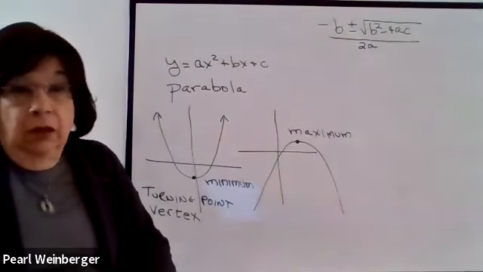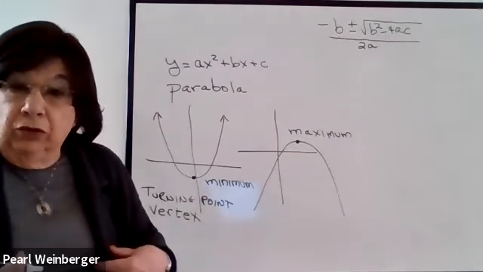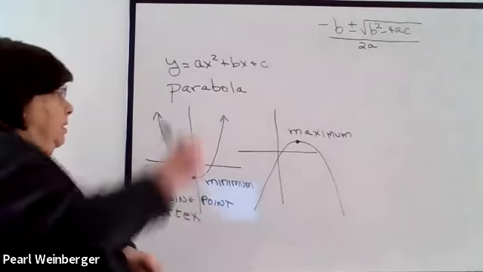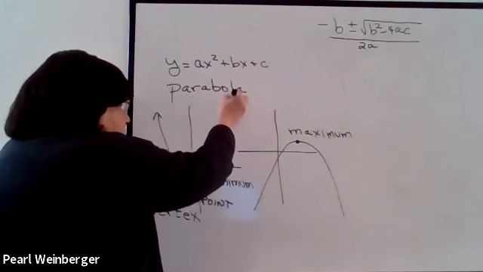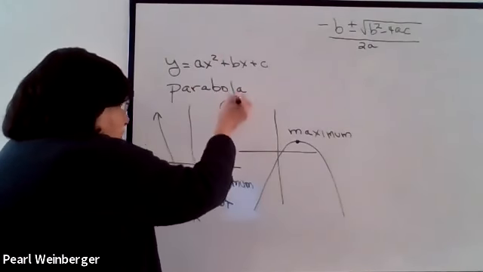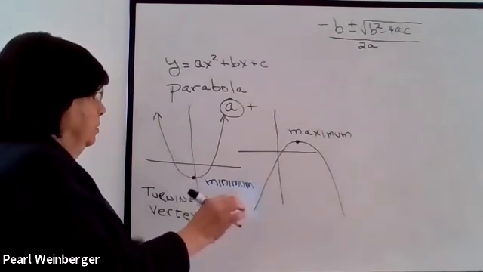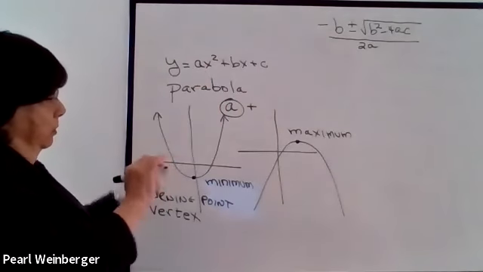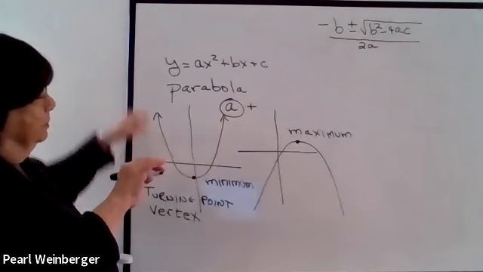Actually, even before you start graphing, you can tell if what you're going to have is a minimum point or a maximum point by looking at the value of A. A is the coefficient of the x squared. If A is positive, you have an opening up parabola. In other words, you have a minimum point. Look at how it's positive, so it's smiling.